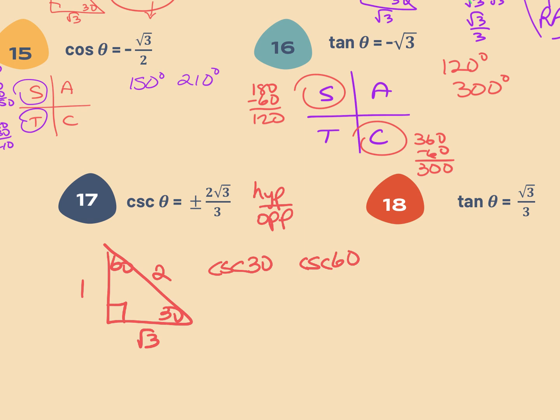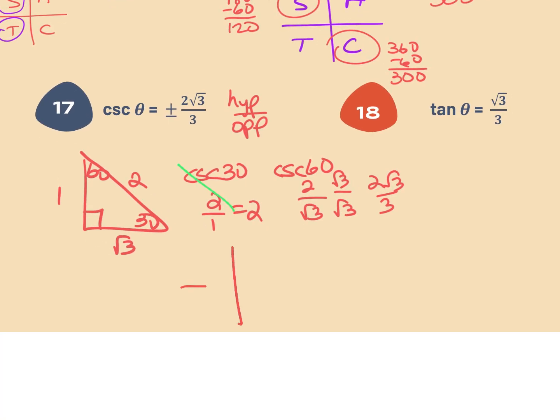So if I do cosecant of 30, I need opposite and hypotenuse. So opposite to 30 is 1, and hypotenuse is 2. So 2 over 1. Obviously, it's not that one, so it's going to be the 60. If I put it in here, opposite to the 60 is the square root of 3, and then the hypotenuse is on top. Rationalize. 2 root 3 over 3. Well, that was the answer I was looking for.